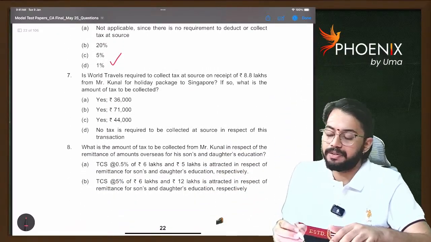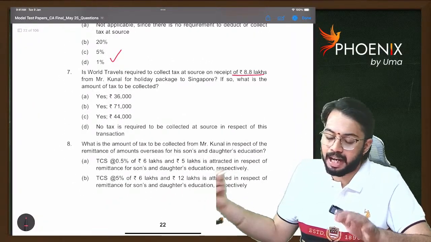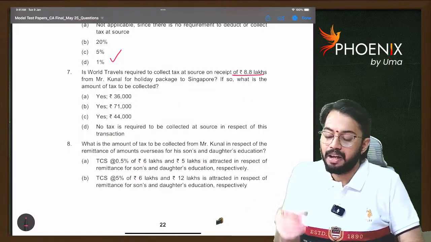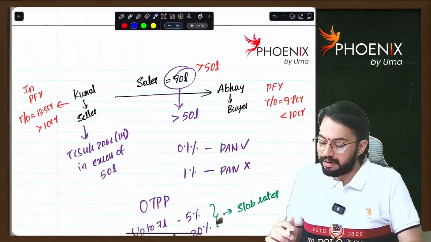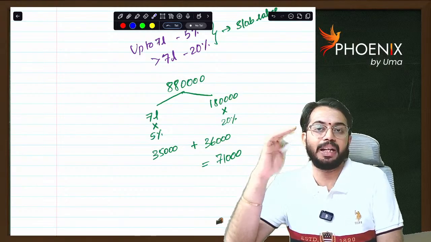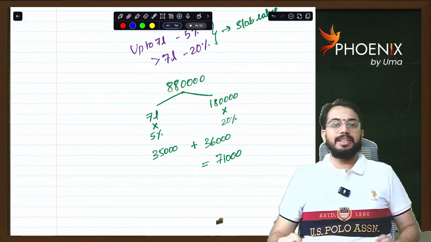Next. Is World Travels required to collect TCS at source on receipt of 8,80,000 from Kunal for the holiday package to Singapore? Yes. We did the calculation, 71,000. Up to 7 lakh rupees, the TCS rate is 5%. Above 7 lakh rupees, the TCS rate is 20%. We have discussed, correct?